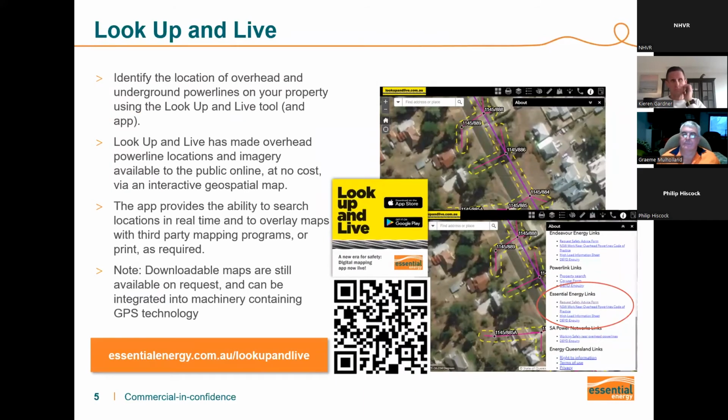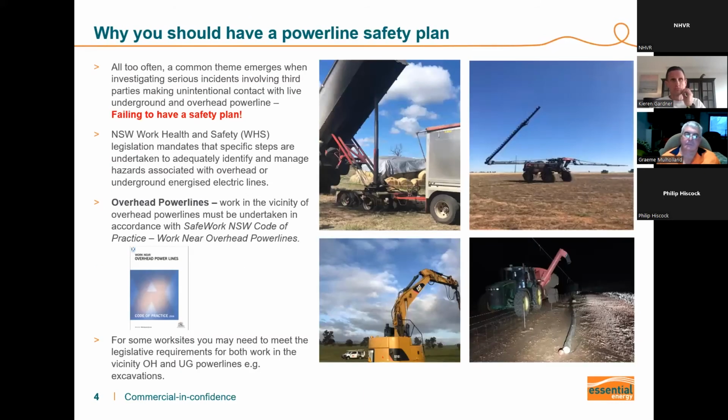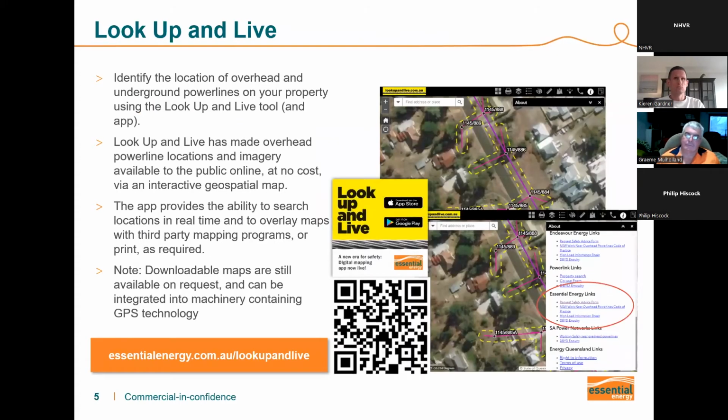So look, where I was actually going, just to recap, we're talking about a power line safety plan. What Essential Energy's done is we've partnered with our mates in Queensland. They've done a really good job with this Look Up and Live. Last week we spoke about QR codes, so anyone who's handy with their phones, scan that QR code. It is simply a totally free power line safety planning tool.